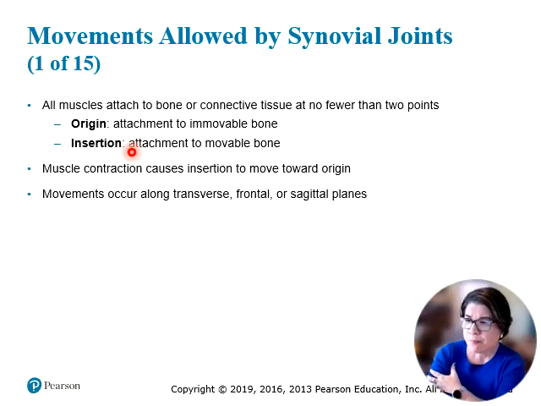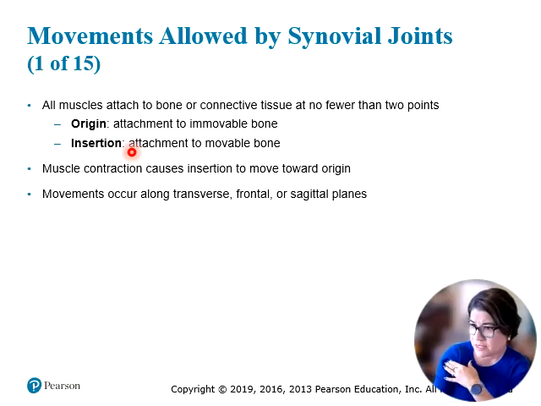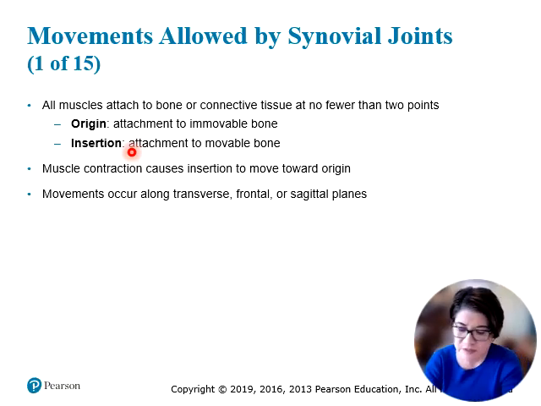So think of your bicep here. Your bicep is attached to your humerus, so that would be the origin. That's the immovable bone. And then it's moving your ulna and radius up, so those are the movable bones. So you can see the difference there.